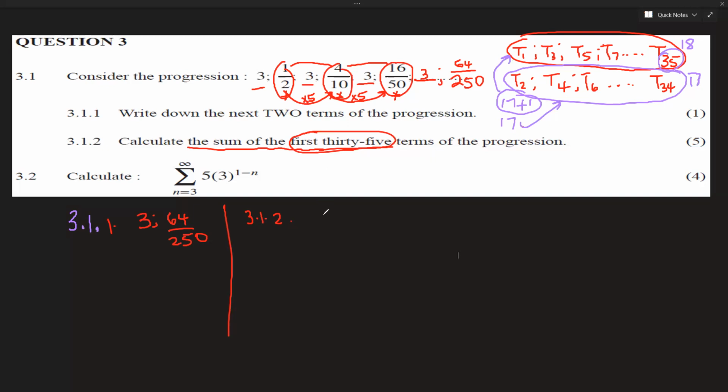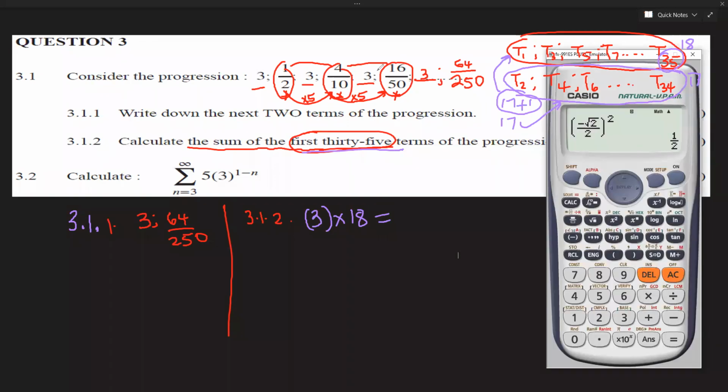So the sum of the 3s is easy. I have 3 multiplied by 18, because there are 18 3s in the pattern up to term 35. Let's see how much we get. 3 multiplied by 18 gives us 54. We're going to leave it there.